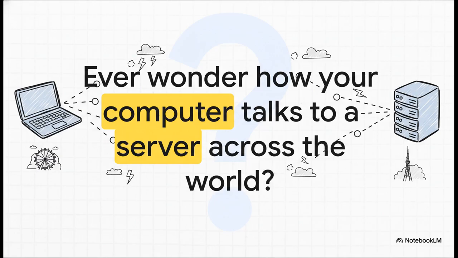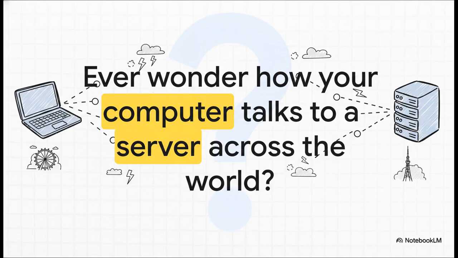Have you ever really thought about it? How does your computer, right here, talk to a server that's thousands of miles away? You might think it's a straight shot, but nope. It's actually a really complex, super fast journey with a whole bunch of stops along the way. So how does that piece of data get from your laptop in London to a server in Tokyo?